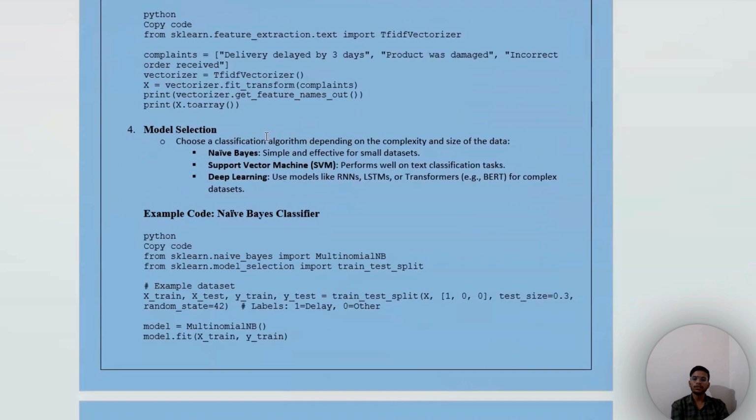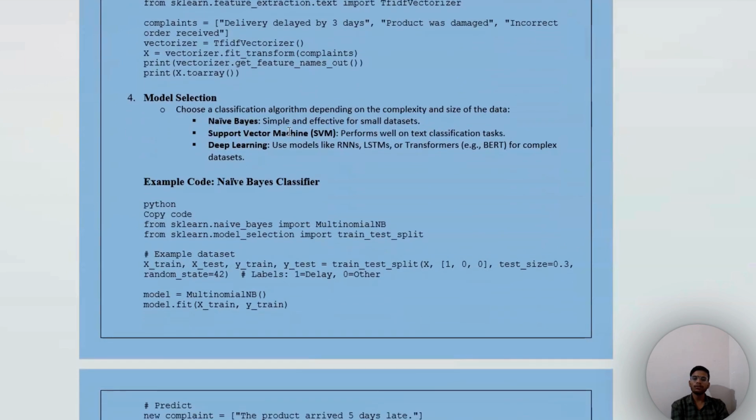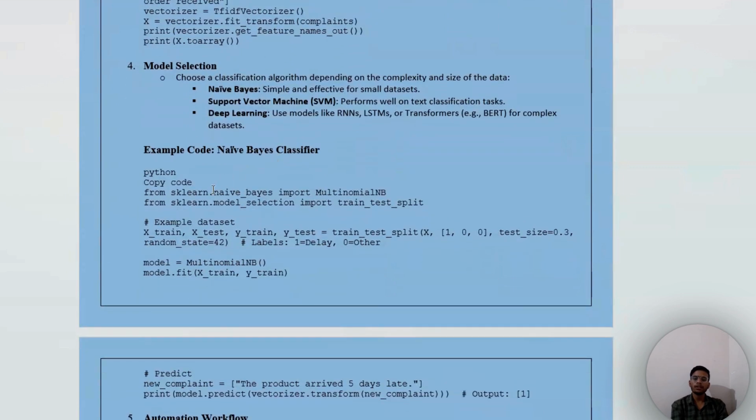Now model selection. In model selection, choose a classification algorithm depending on the complexity and size of the data. First, we have naive Bayes, simple and effective for small data sets. Now we have support vector machine, performs well on text classification tasks. Deep learning: use models like RNNs, LSTMs, or transformers for complex data sets. This is the Python code for naive Bayes classifier.